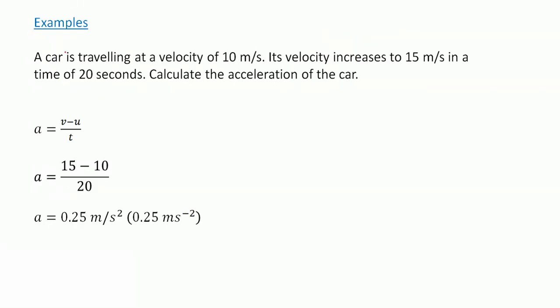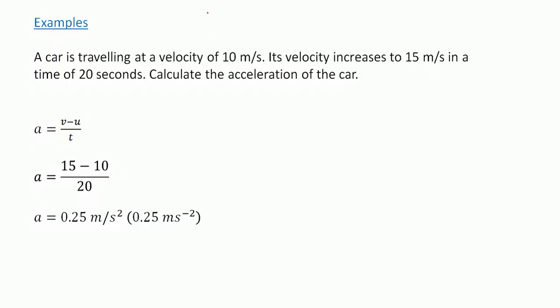Now let us look at another example. A car is traveling at a velocity of 10 meters per second. Its velocity increases to 15 meters per second in a time of 20 seconds. Calculate the acceleration of the car. Now we know that acceleration is equal to final velocity minus initial velocity over time.